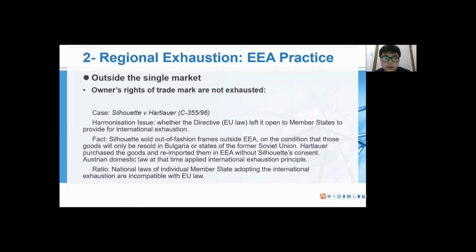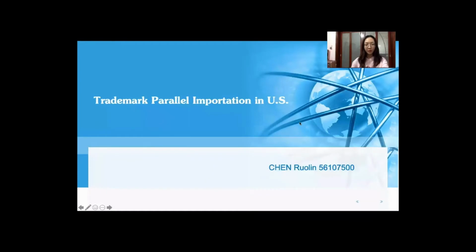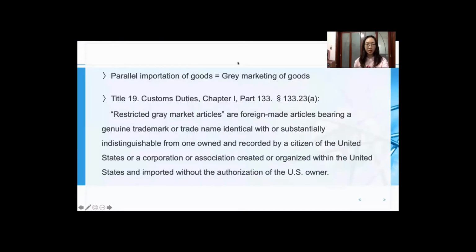Okay, thank you. So that's the end of part two. This part is about trademark parallel importation in the US. In the US, parallel importation of goods is known as the gray market of goods.